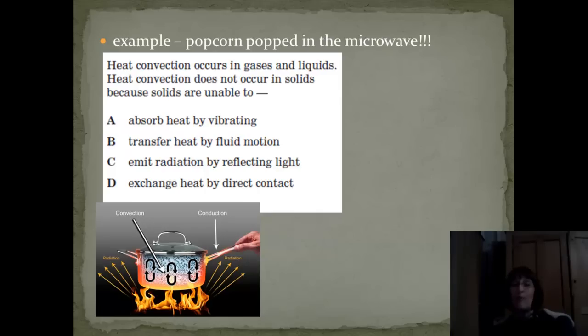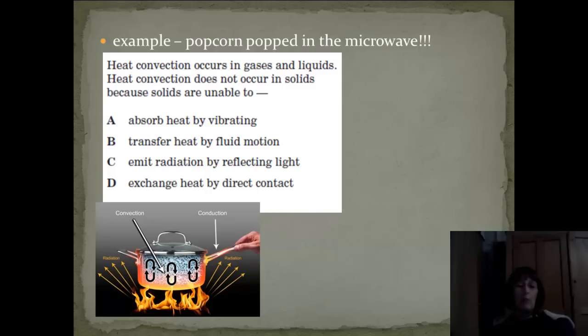So let's read the question again. Heat convection does not occur in solids because solids are unable to... does it say anything about flowing or being fluid? Look at letter B. Solids are unable to transfer heat by fluid. Solids aren't fluid. Solids are the opposite of fluid, which is solid.